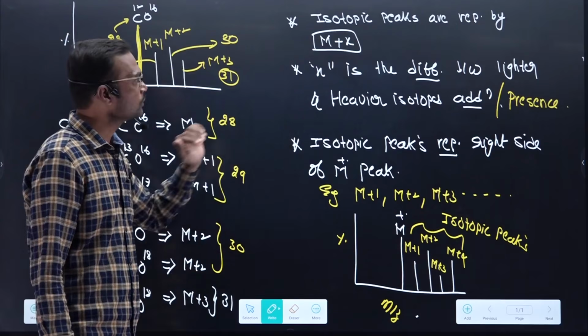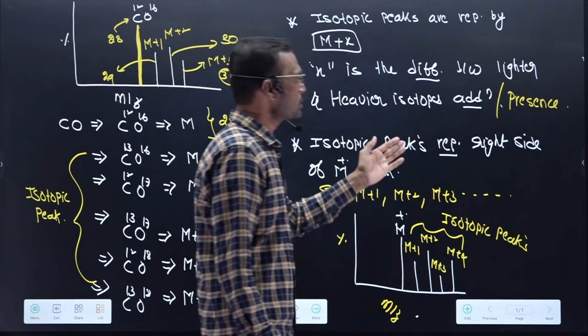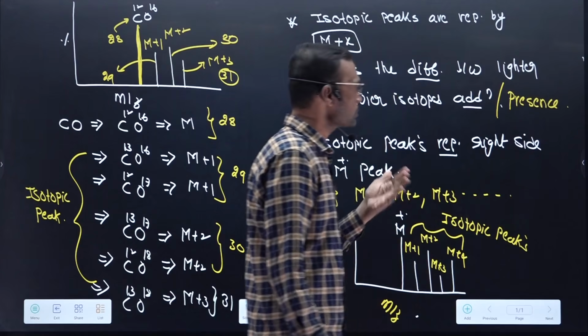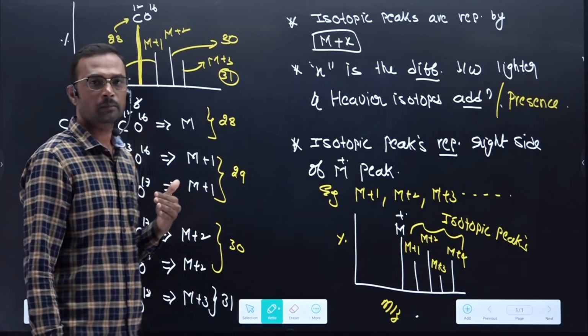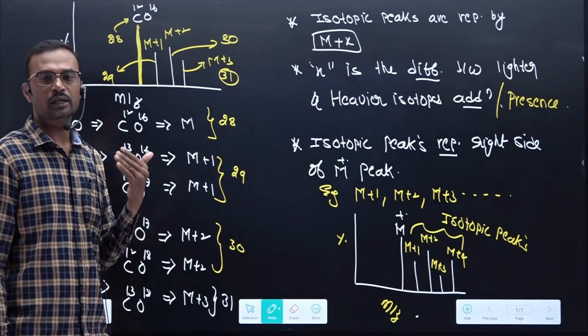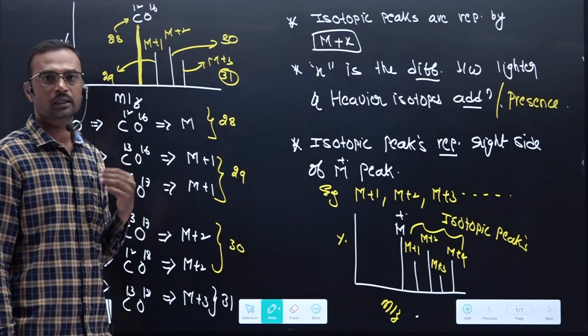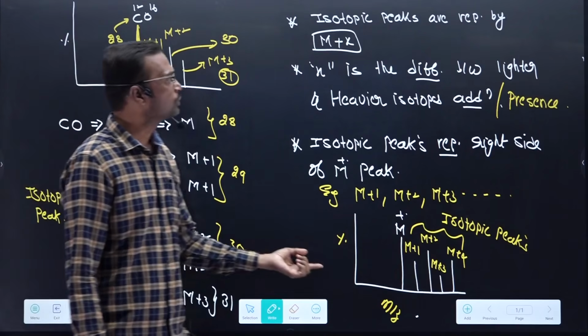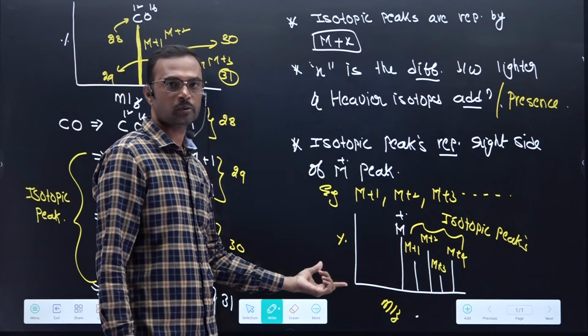The remaining part we will discuss in your next class. In your next class you will see how the M+1 peak is helpful to calculate the number of carbons, how the M+2 peak is helpful to calculate the number of halogens, and how binomial expansion is used in the calculation of isotopic peaks.